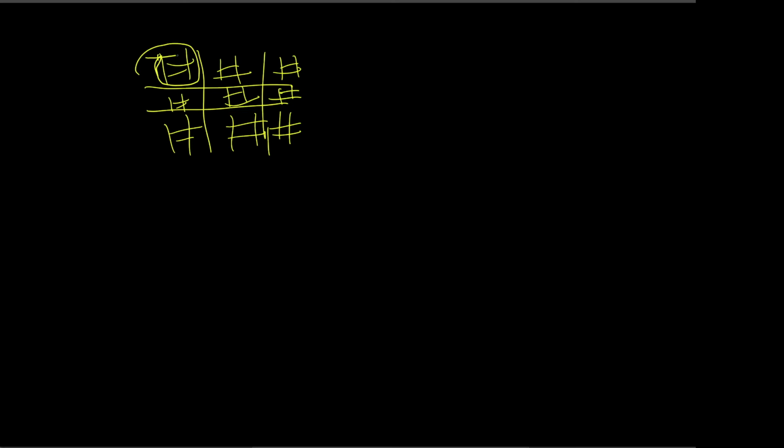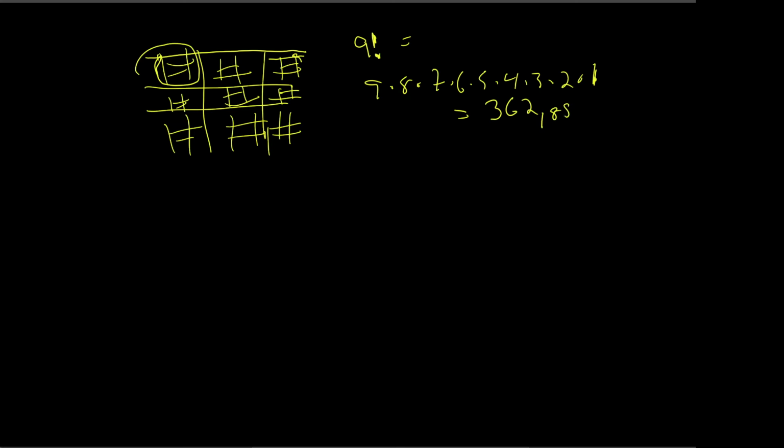And so the first row has 9 entries. But once you put one number in, it can't repeat. And so the number of ways to fill in one row in Sudoku is 9 factorial, or 9 times 8 times 7 times 6 times 5 times 4 times 3 times 2 times 1, which is equal to 362,880 ways.